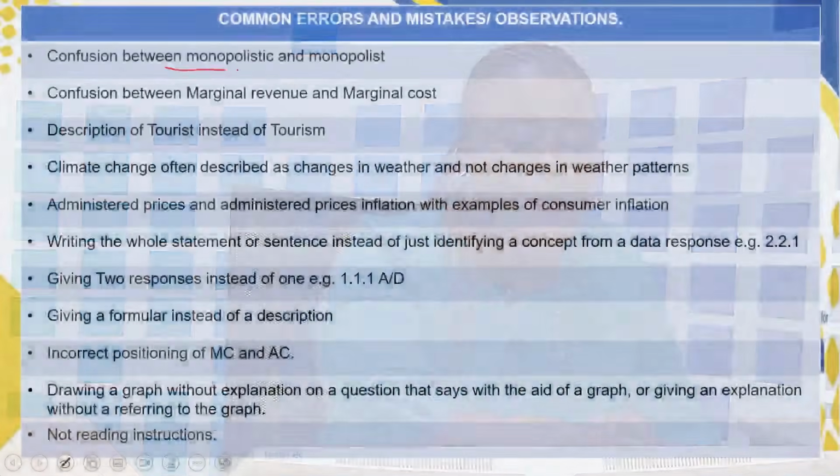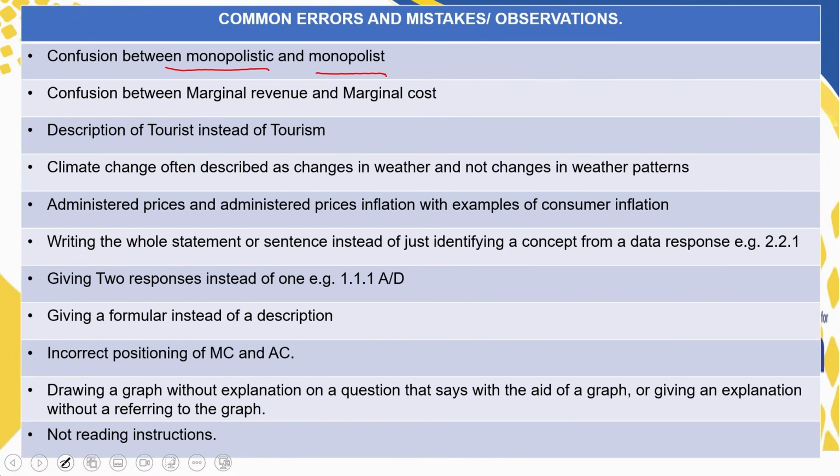Whilst we are still there, we have got other issues like confusion of terms. The most popular ones are confusion between monopolistic and monopolist. Monopolistic is a market structure that combines the features of perfect markets and monopoly, whereas a monopolist is referring to one monopoly. We call it a monopolist. So please be careful of that.